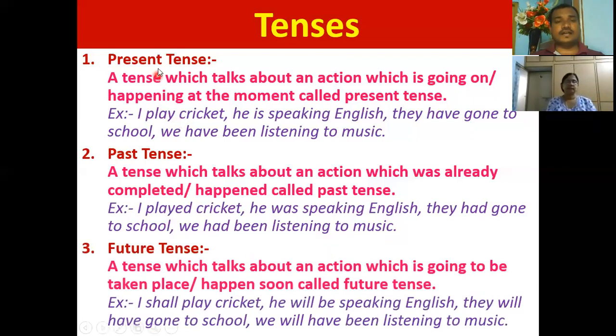Now, the third tense. As we all know, the third type is nothing but future tense. A tense which talks about an action which is going to happen or is going to take place soon, in the near future, is called future tense.